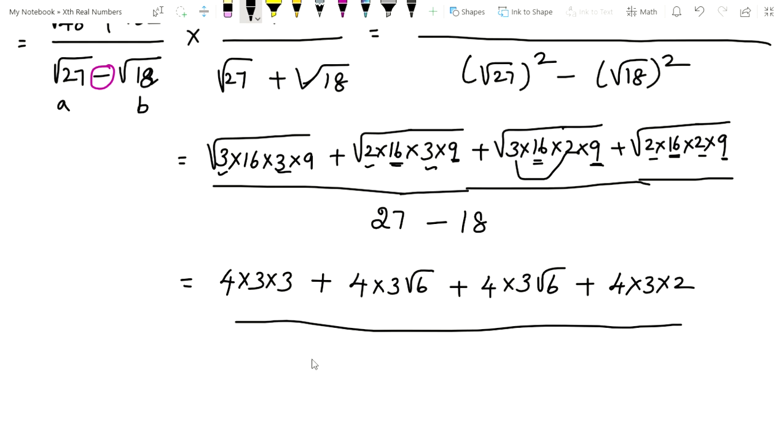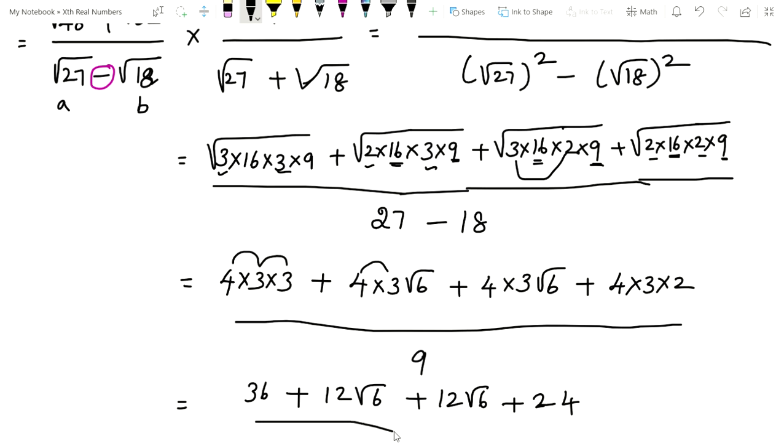What will you get, children? 9. Now 4 3s are 12, 12 3s are 36, plus here 4 3s are 12 root 6, plus 4 3s are 12 root 6, plus 4 3s are 12, 12 2s are 24, divided by 9.